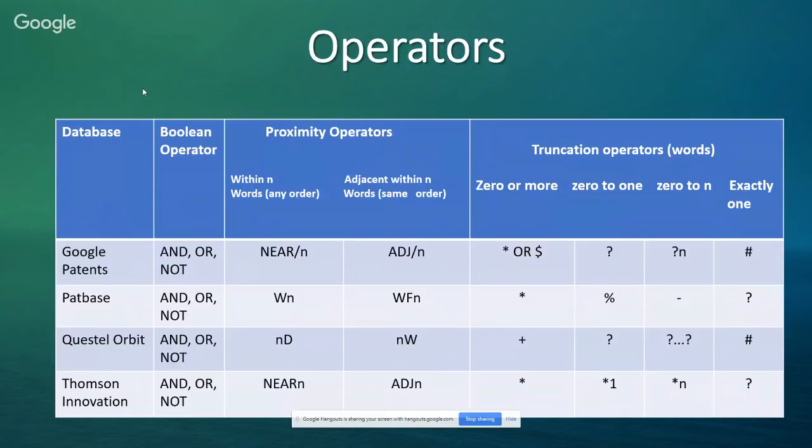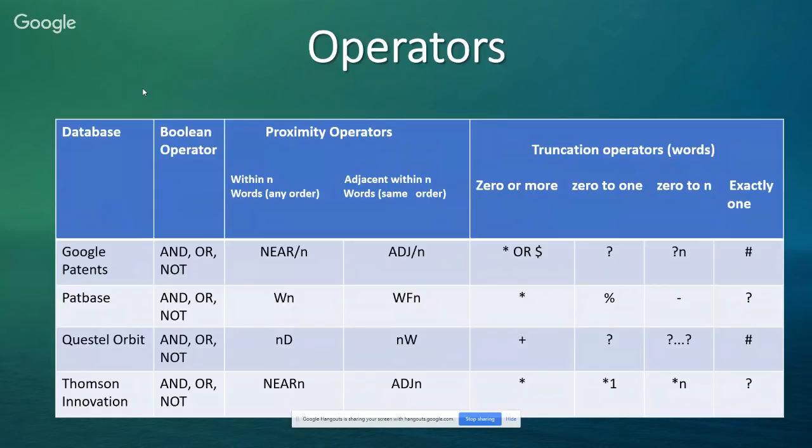For example, if you mention cricket near /5 and bat, it will look for documents. It will search for documents where cricket and bat are present in any order, proximal to 5 words to each other.